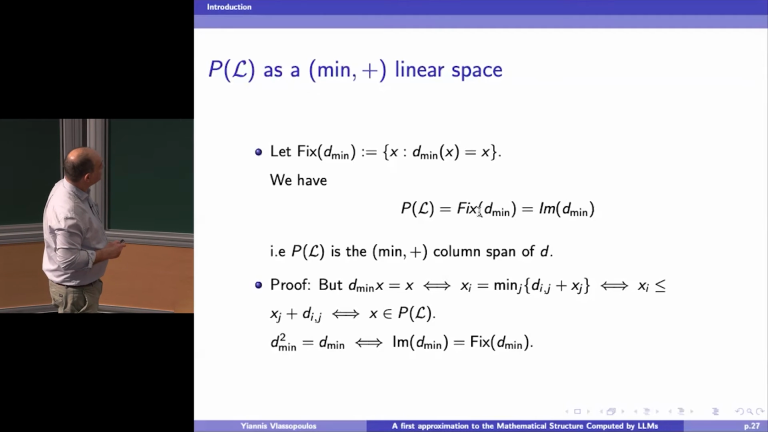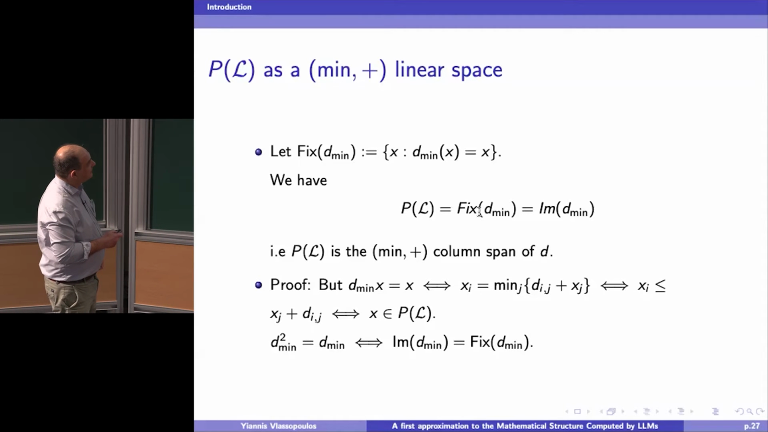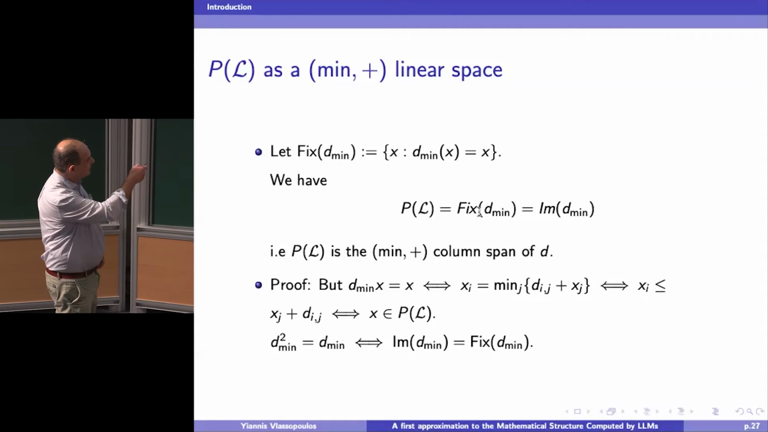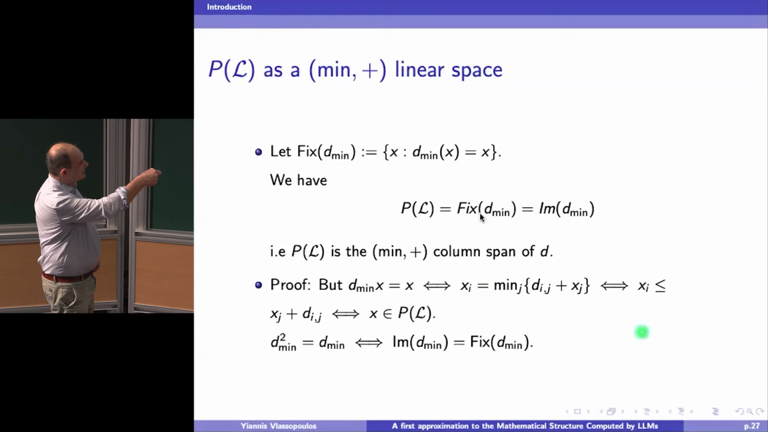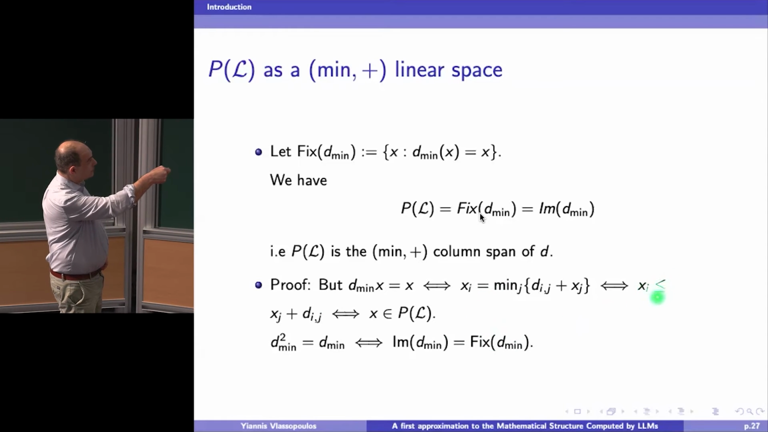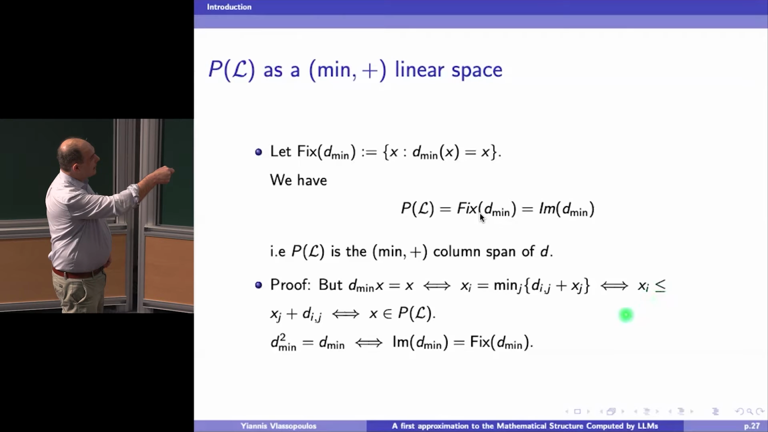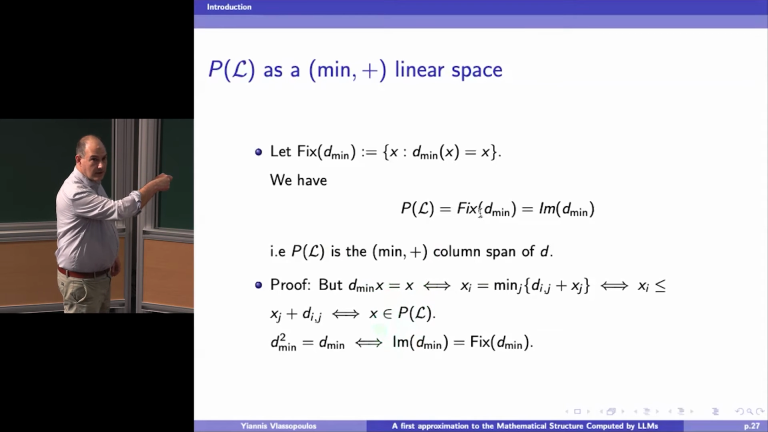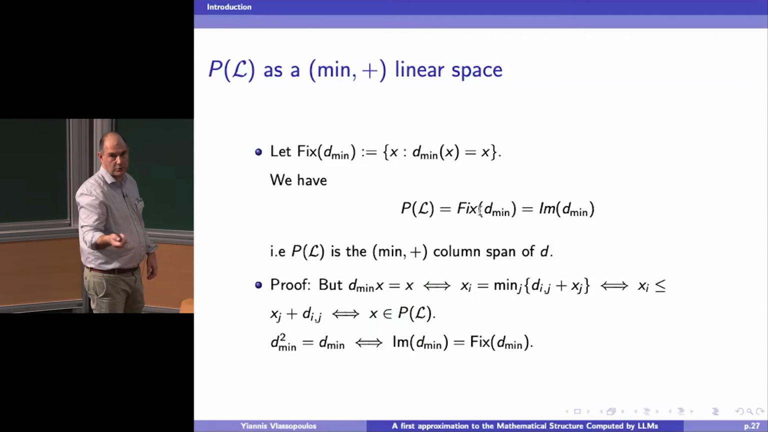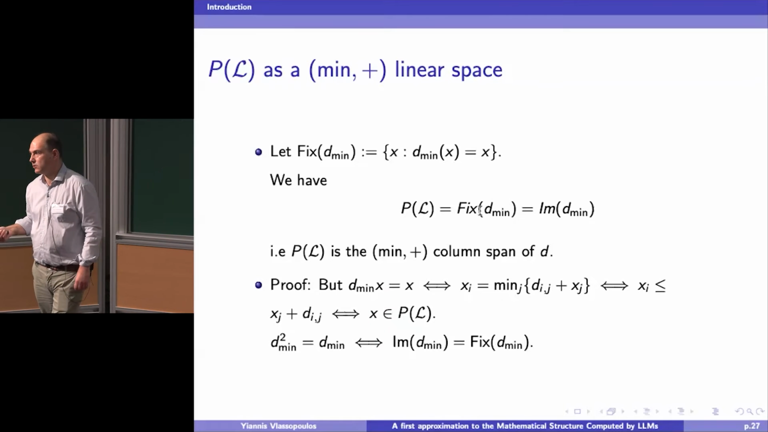Now you can check immediately the fixed part of this idempotent, Dx equals x. If you write down this equation, Dx equals x means that x_i is the minimum of d_ij plus x_j, which is precisely the defining equation for P of L: x_i less than or equal to x_j plus d_ij. So the defining equation for P of L is precisely written as Dx equals x. So P of L is the fixed part of this projector, and because it's a projector, this is also the image.